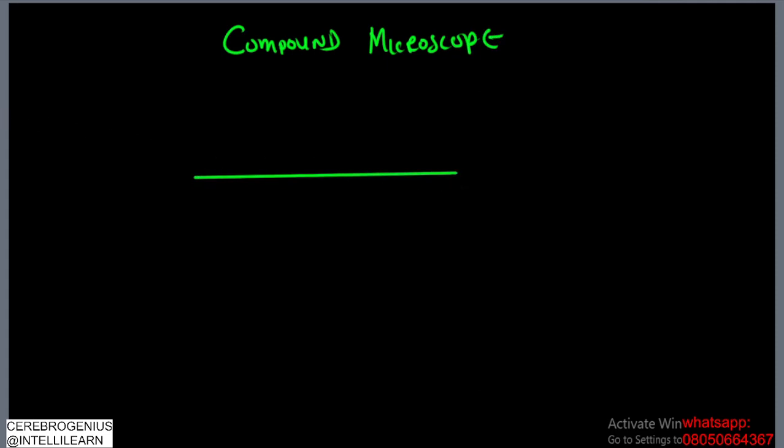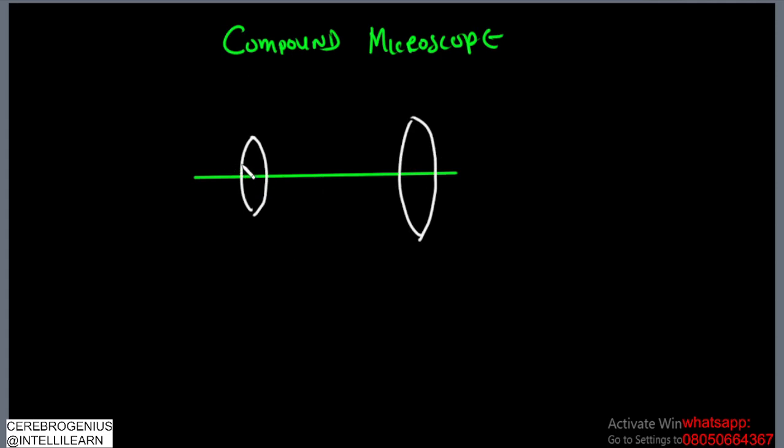So in the previous classes we have dealt with the simple microscope. Today we are going to move to the compound microscope. For the compound microscope we have two lenses instead of just one lens that you have for the simple microscope. So we have a lens, we have another lens.